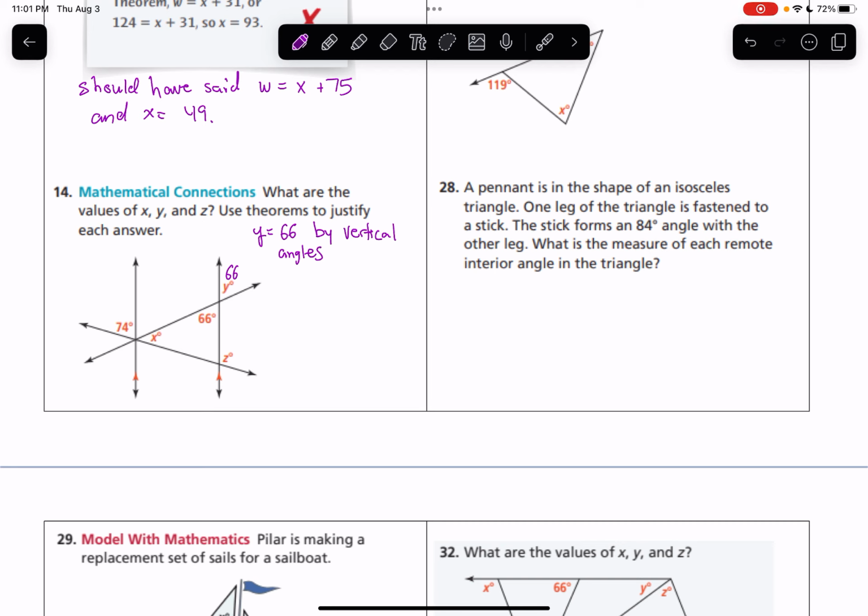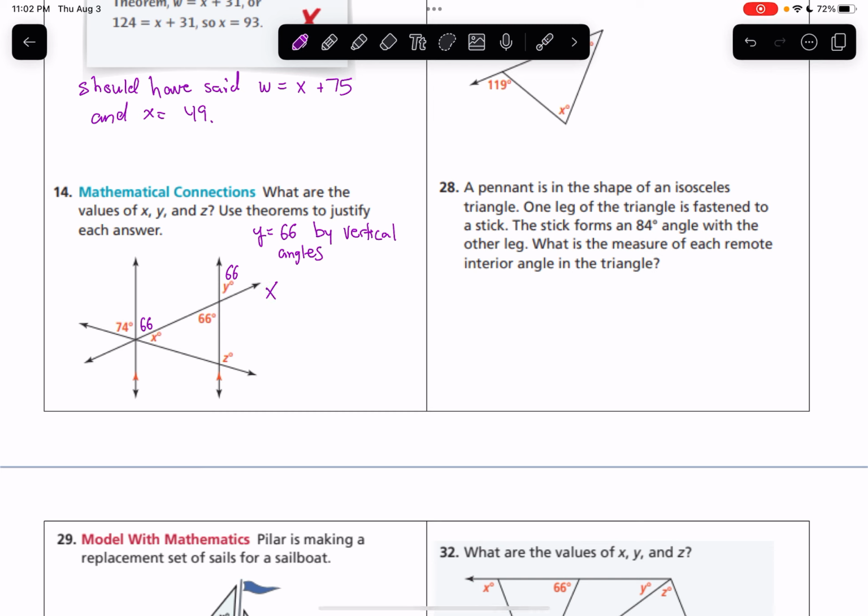Well, if I know that 74, let's see. I should know better than this, shouldn't I? This is embarrassing. Okay, here we go. This is 66 degrees because of alternate interior angles, right? This angle and this angle are alternate interior angles across a pair of parallel lines. So then I take 180 minus 74 minus 66, and I get x right there.